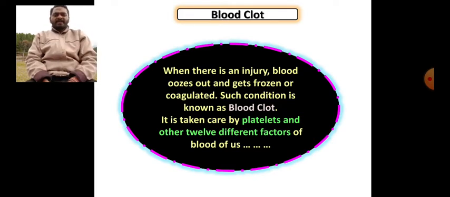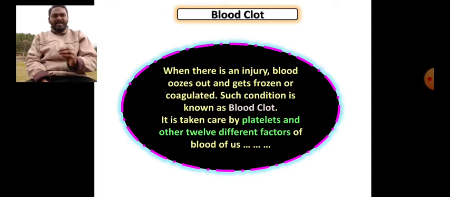Now when we get injured, normally what happens? Bleeding takes place, but the bleeding doesn't continue, right? It gets clotted or coagulated. How does it take place? So it's a simple process. What is happening here? When there is an injury, the blood oozes out and gets frozen or coagulated. So such a condition is known as blood clot.